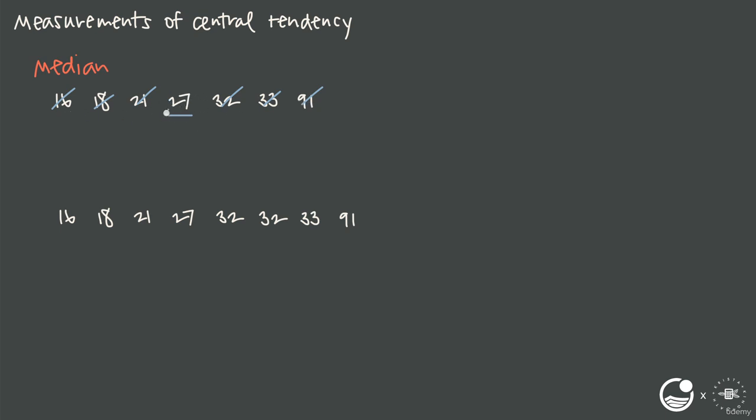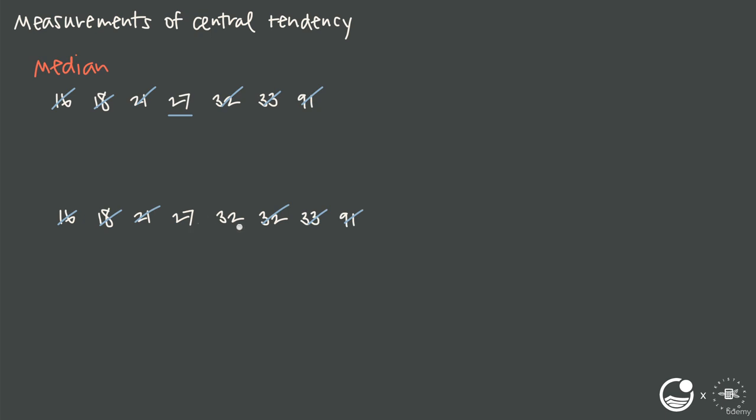So for this set, the median is 27. If we do the same thing for this set, working our way from the outside toward the inside, the data set is already ordered from smallest to largest. That's important when it comes to the median. We have to have the data in order. So if we start working our way in this way, we're left with now two values in the center, 27 and 32.